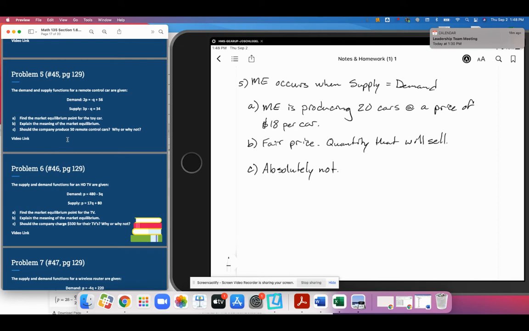If they were to produce 50 of them and try to sell them for $18 each, we can see up here that we would be producing way more than the market wants to purchase. And so we would end up with a bunch of cars that don't sell at all, which means we don't get any money coming in. So the reason for that absolutely not statement is we would not be able to sell them all and would lose money.